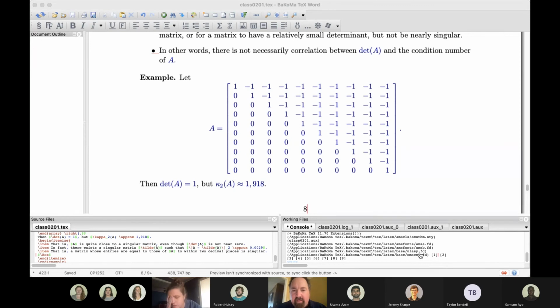Not a homework question. You said singular was invertible or non-invertible? Singular is not invertible. So non-singular is invertible. Yes.